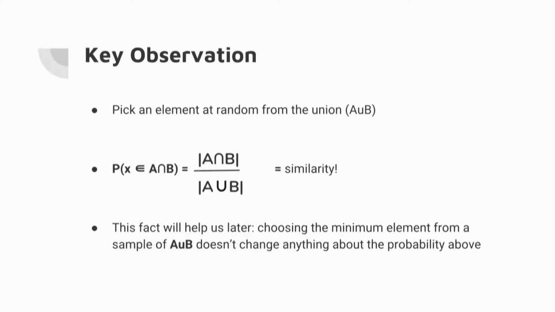If you have 2 data sets, data set 1 and data set 2, and you want to compute the similarity between them, one way you can do that is to take those 2 data sets, merge them together, just jumble them all together, and pick an element at random. The probability that that element is in the intersection of those 2 data sets, meaning the probability that that element came from both data sets, is exactly the similarity. It's exactly the fraction that we're trying to compute.